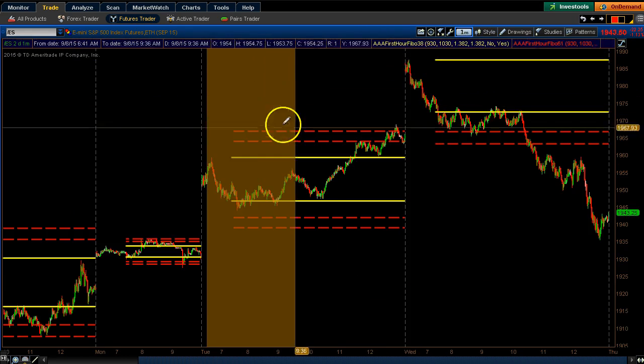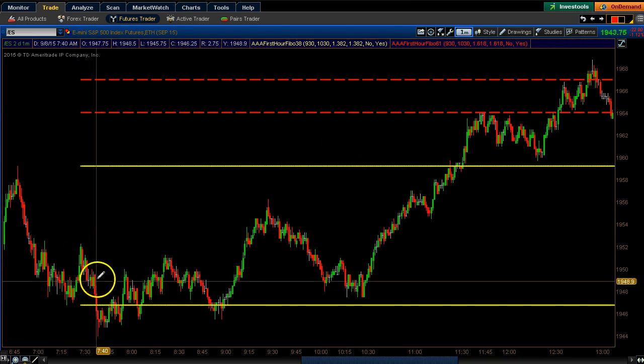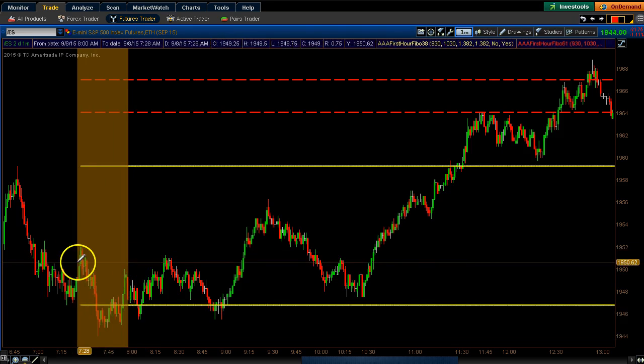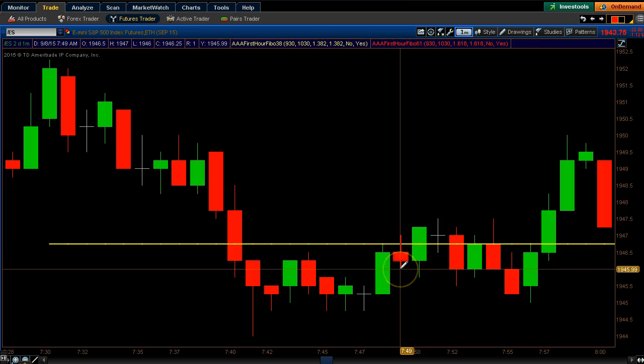So now let's look at what happened yesterday with this. We rally, come down, really the very first retest back up into it. We pull back. So you could have gotten at least a point here.